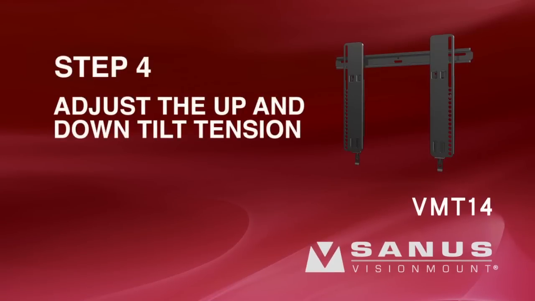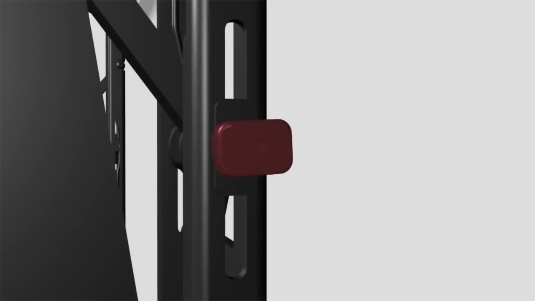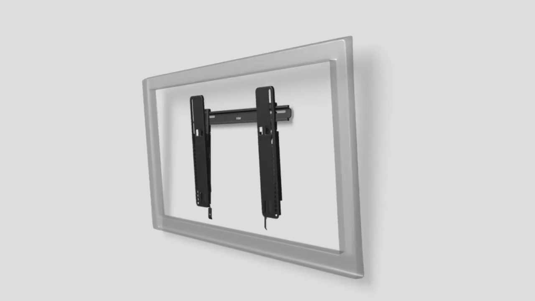Step 4. Adjust the up and down tilt tension. To adjust the up and down tilt tension, tighten or loosen the knob on the TV bracket until you reach your desired up and down tension.